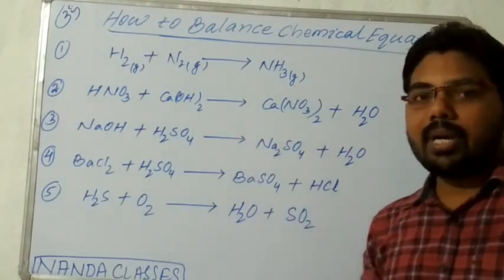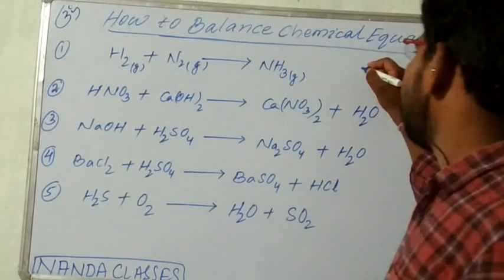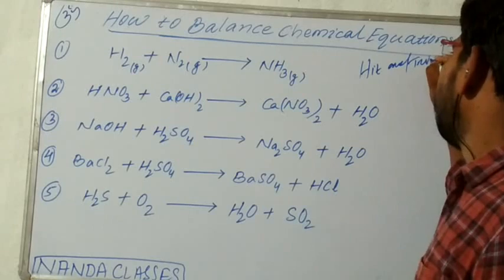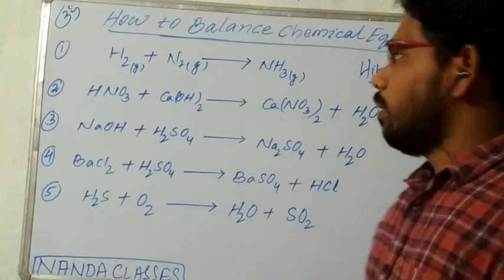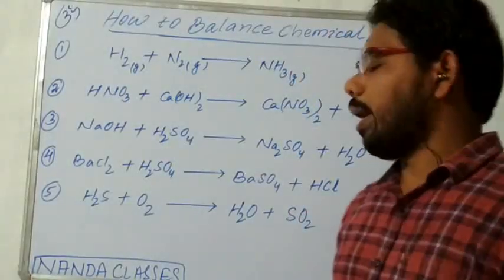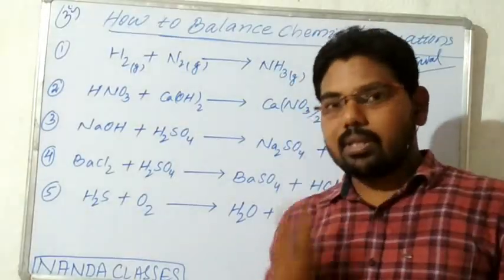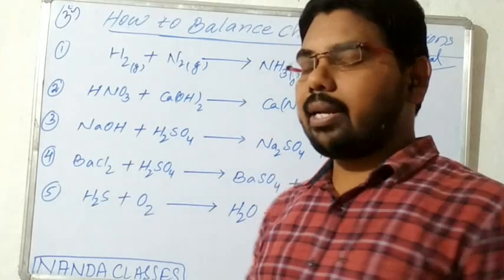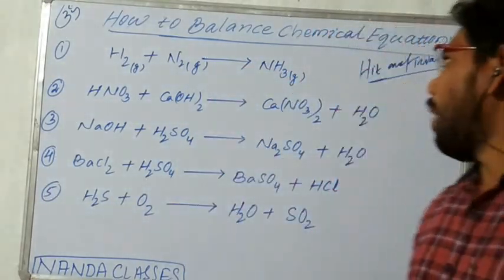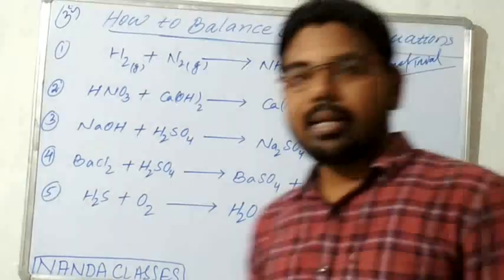You have to balance this by the hit and trial method. Hit and trial method. There are many more methods to balance, like the partial equation method and the ionic exchange method, but those we will study in another class or a higher class. So we balance this equation by applying the hit and trial method.